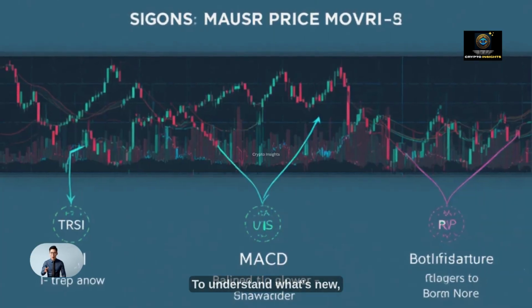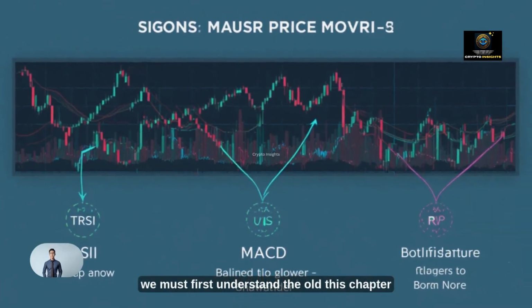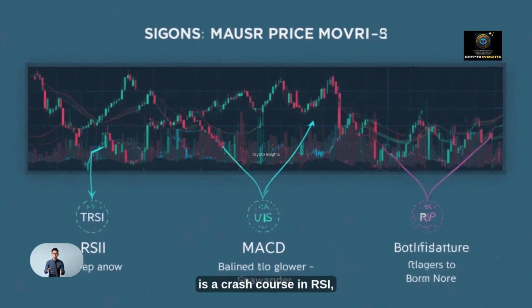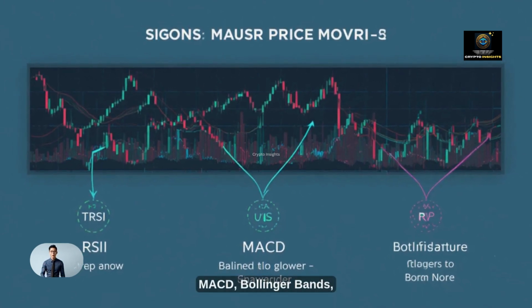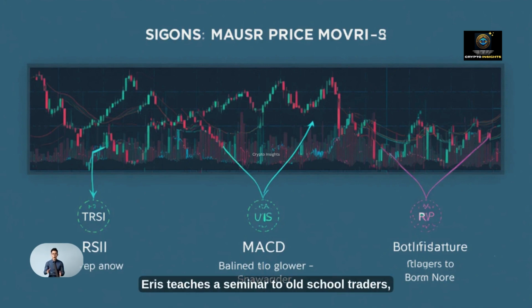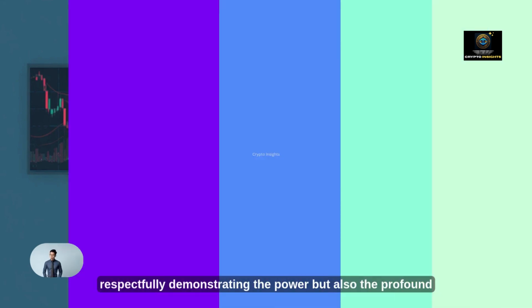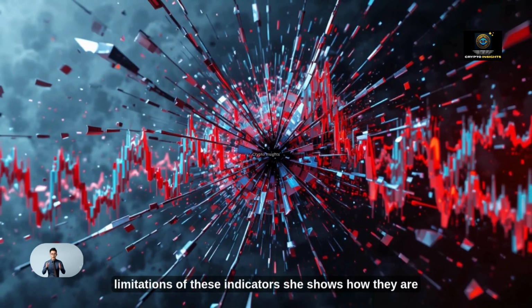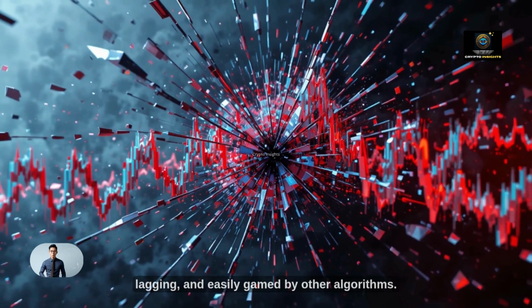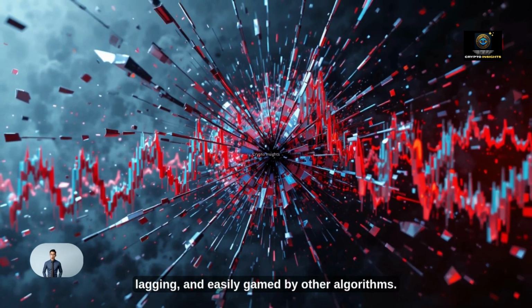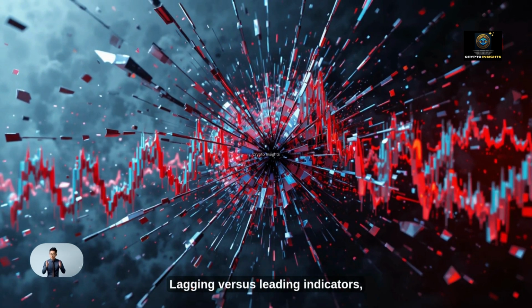To understand what's new, we must first understand the old. This chapter is a crash course in RSI, MACD, Bollinger Bands, and Fibonacci retracements. Eris teaches a seminar to old-school traders, respectfully demonstrating the power but also the profound limitations of these indicators. She shows how they are reactive, lagging, and easily gamed by other algorithms. Lagging versus leading indicators, overfitting in traditional models, the self-fulfilling prophecy of popular indicators.